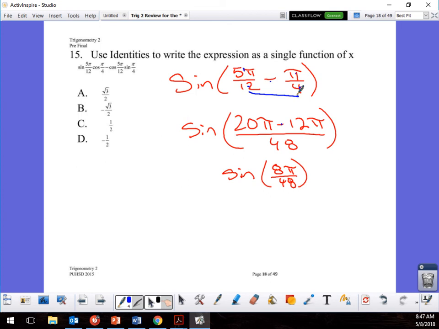All right, come on, you guys. I'm asking you, what is 8 over 48 reduced to? 1 over 6. So now this turns into sine of pi over 6. And pi over 6 is on my unit circle, isn't it? Yes. So sine at pi over 6 is going to be 1/2. Okay, I'm going to stop right there for today. We'll finish the rest of it tomorrow.